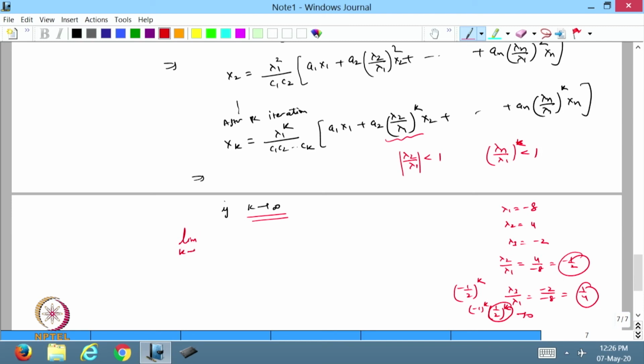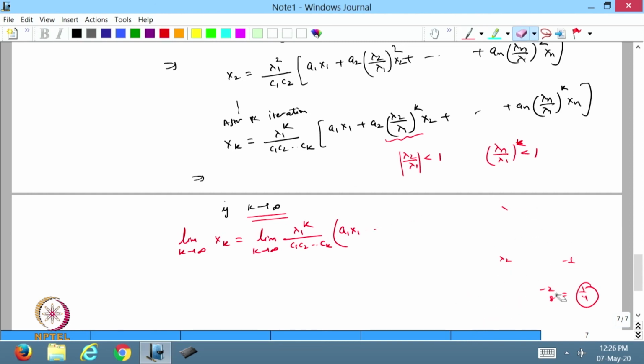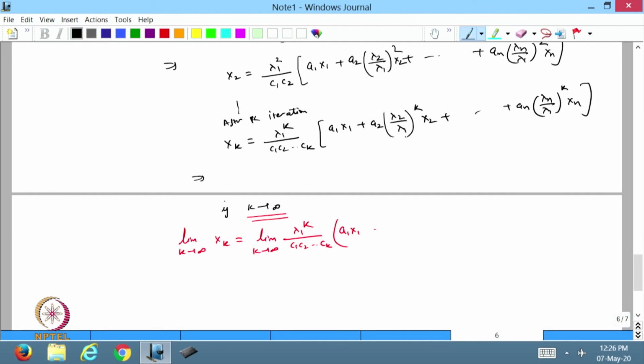So, if I put k tends to infinity, the limit k tends to infinity of x k, and I take the limit on both sides. So, this will be lambda 1 power k, c1 c2 up to ck, into a1 x1. This one I can now remove from here. So, from here I can write a1 x1 plus a2 lambda 2 over lambda 1 power k x2 and so on.